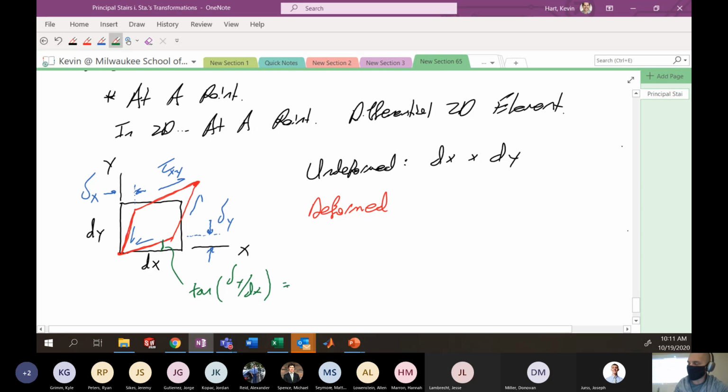And this here is actually half of the shear strain. This is gamma xy on 2. And that's because the other half comes from the other side of the element, and that's here. So this guy here is like tangent of this displacement delta x over the original length, which was this dy, okay? So that is this angle here as well, and this is gamma xy on 2.